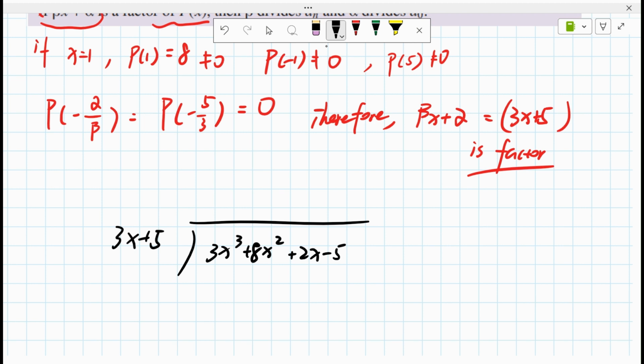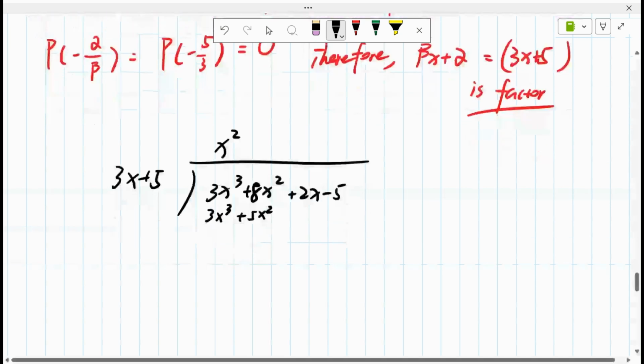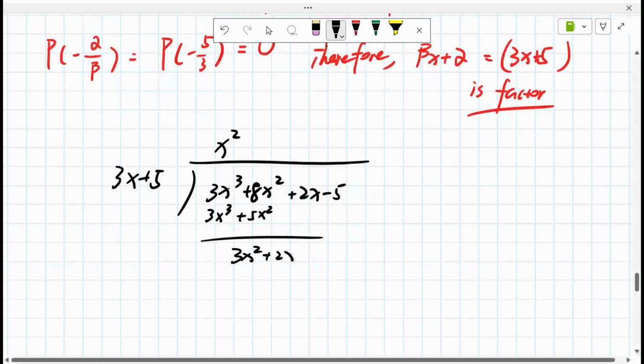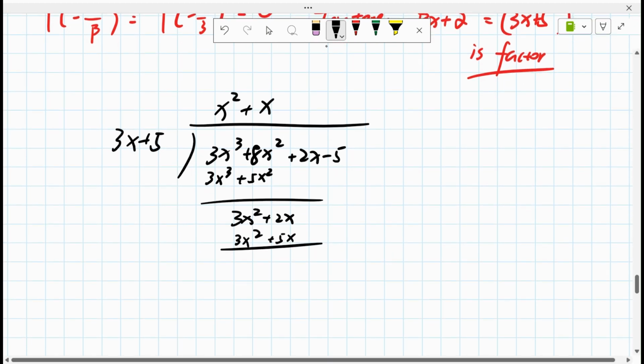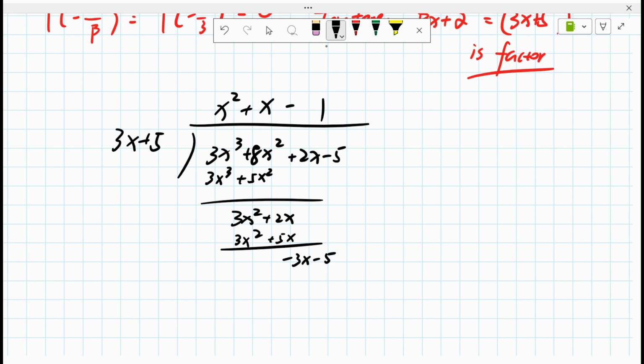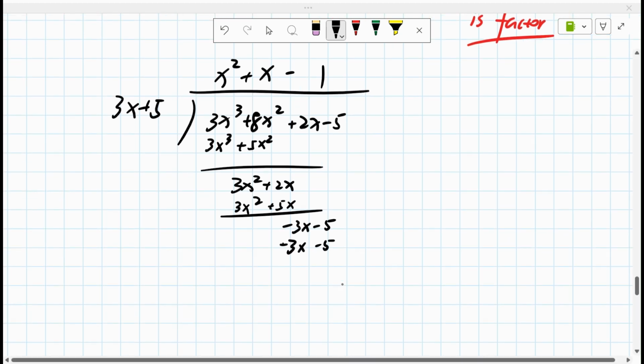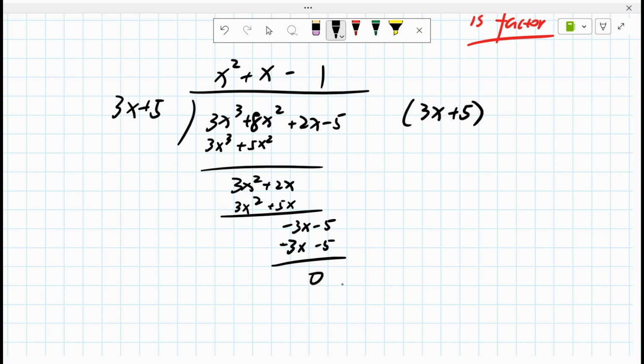That gives x squared, and 3x cubed plus 5x squared. That leaves 3x squared plus 2x. So plus x, that's 3x squared plus 5x. And that leaves minus 3x minus 5, and that gives minus 1. Minus 3x minus 5, perfect. We figure out that the remainder is equal to 0. And then we can rewrite as 3x plus 5 times x squared plus x minus 1.